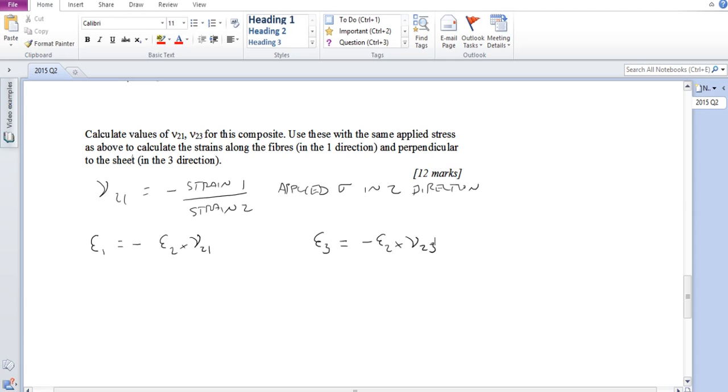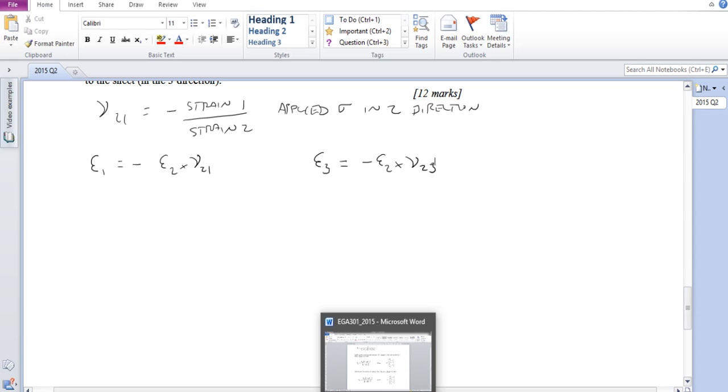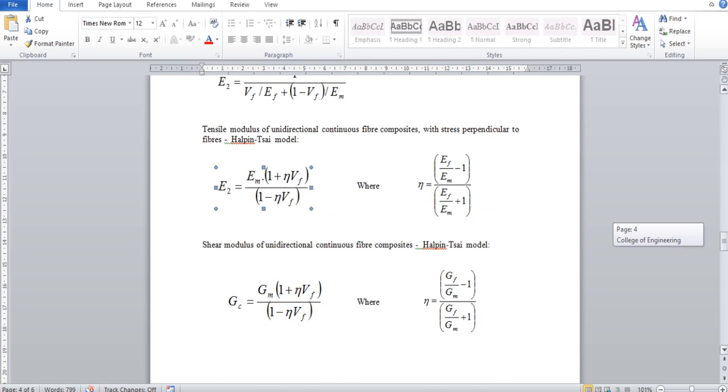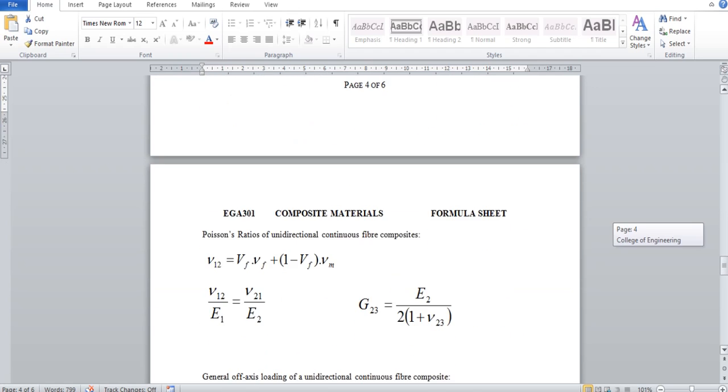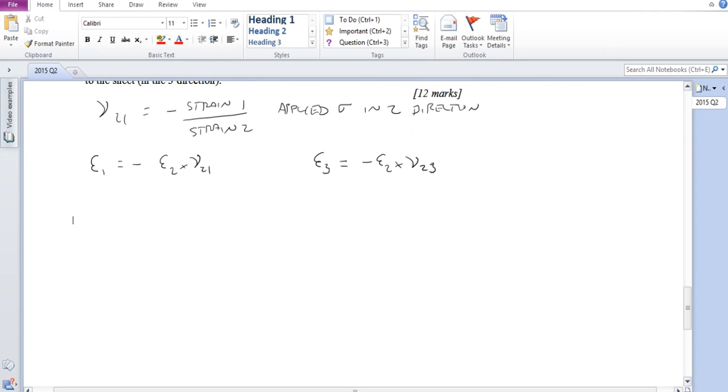If we work out the Poisson's ratios in both of these senses, we'll be able to work out the other strains. So all we need to do there is go to the formula sheet and find the formulas for these different things. But this is where it gets a little bit messy, because there's several different formulas we need. So if we're looking for Poisson's ratio 2:1, it's in that equation there. So we can use that one. But to find Poisson's ratio 2:1, we need Poisson's ratio 1,2 and E1 and E2. We've worked out E2, so we've got that, but we need those other two. So we then need the equations for E1 and Poisson's ratio 1,2.